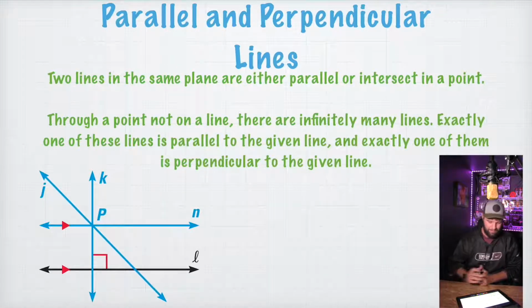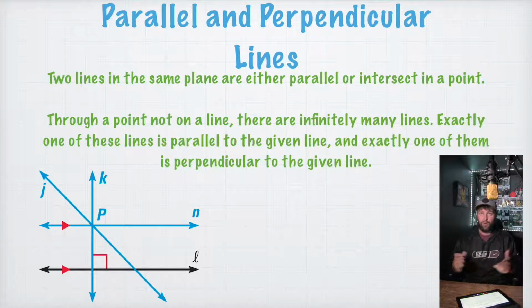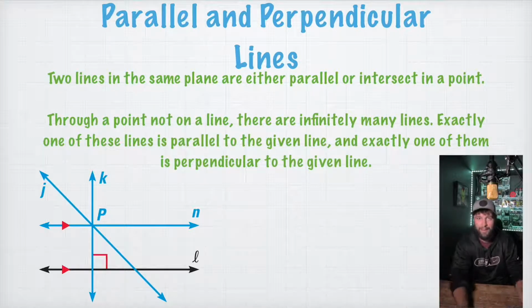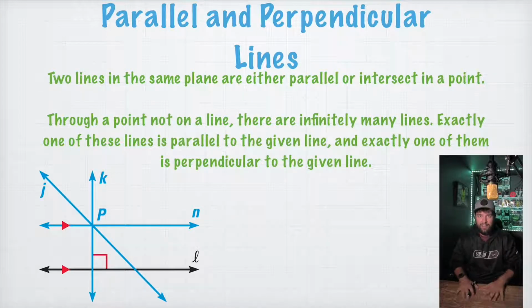Let's keep going. So parallel and perpendicular lines. Two lines in the same plane are either parallel or intersect at a point. So if you're on a flat surface, for example, my desk right here, I'll move the iPad, this flat surface right here, okay? Two lines can either be parallel, like this, go in this direction, or at some point they're going to intersect because they're on the same surface.